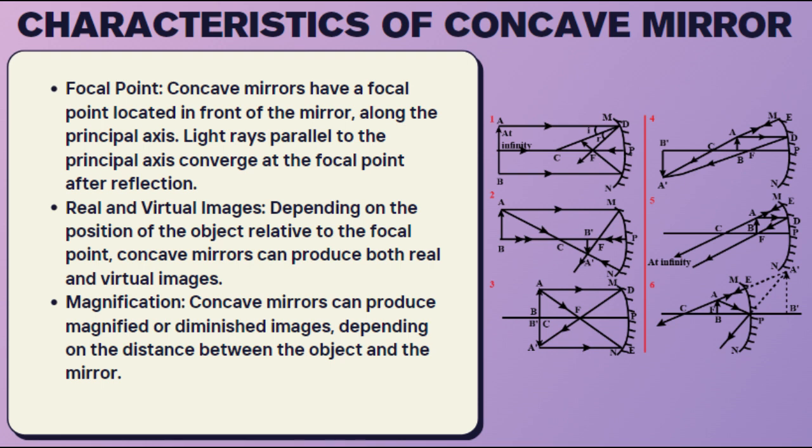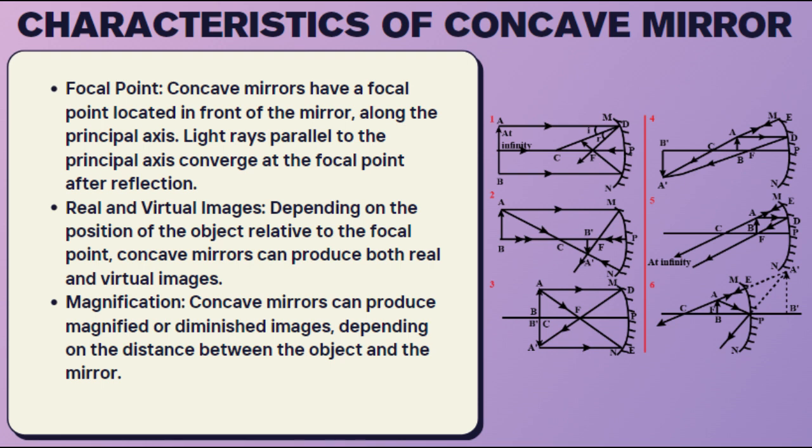Real and virtual images. Depending on the position of the object relative to the mirror, concave mirrors can produce both real and virtual images. Real images are formed when the object is placed beyond the focal point, while virtual images are formed when the object is placed between the mirror and the focal point.